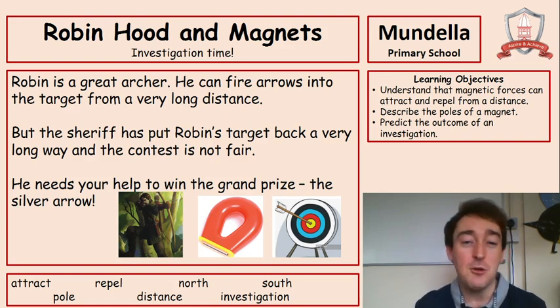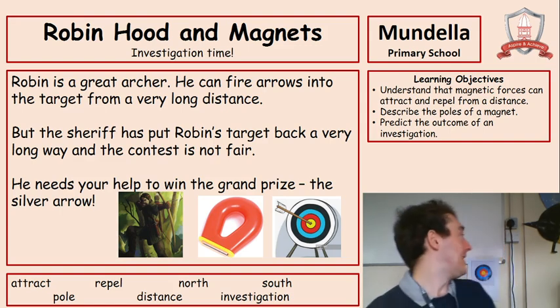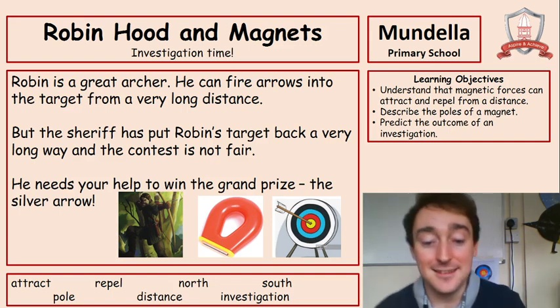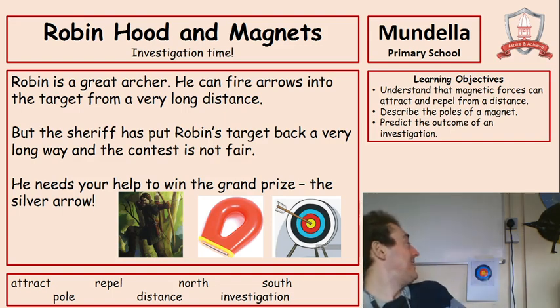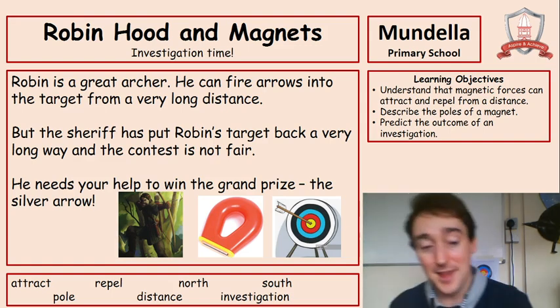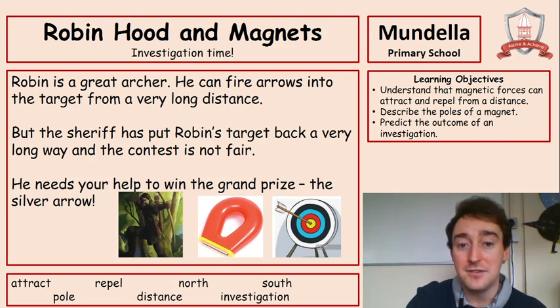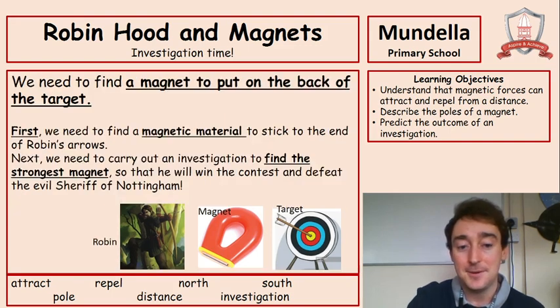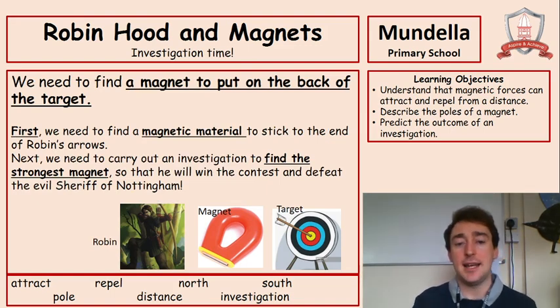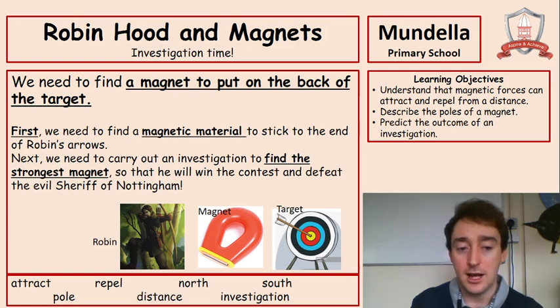That means that the sheriff wants the other knights to beat Robin because their targets are closer. So we need to help Robin by magnetising the target so that he can hit the target. Can you see the target behind me? It's up there. Right. So we need to help him to win the grand prize, which is the silver arrow. Okay? But first, we need to find a magnet to put on the back of the target.